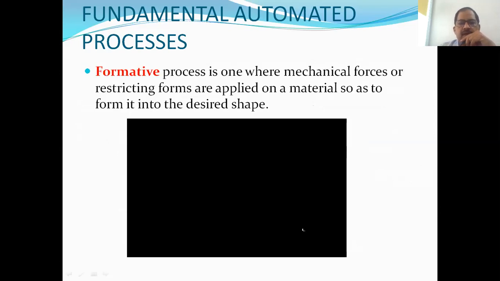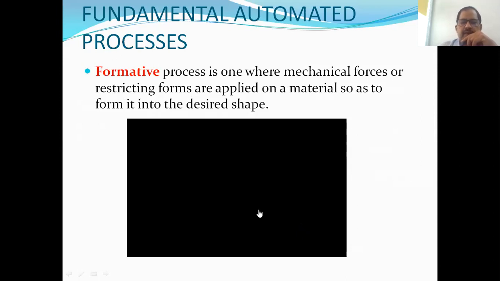Now, formative process. Formative process is the one where mechanical forces or restrictive forms are applied on a material so as to form it into the desired shape. In the formative process, the required forces or restricting forms are used. Restricting means you can make a casting. It is coming as a casting, and the forces we are using are for forging, and here restricting is casting.